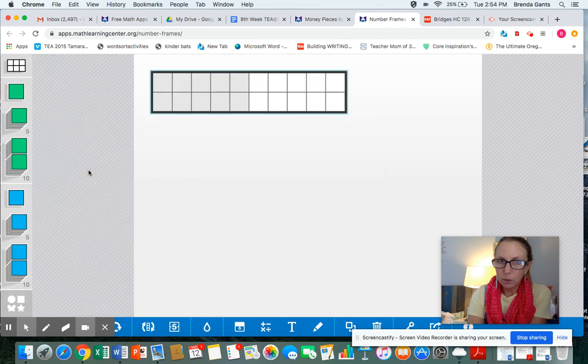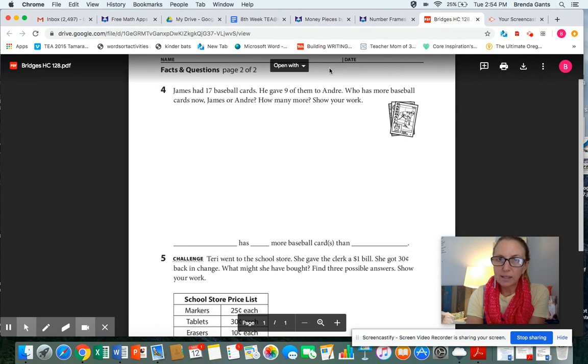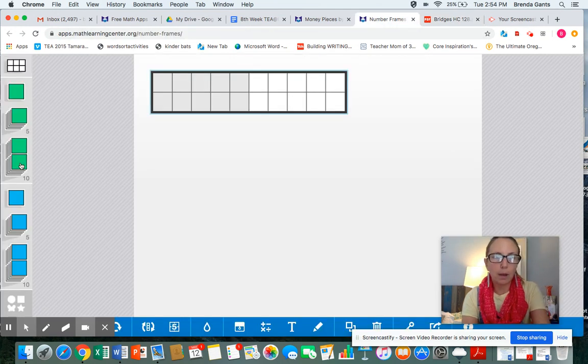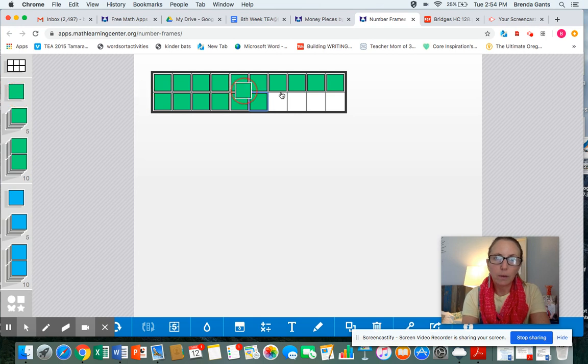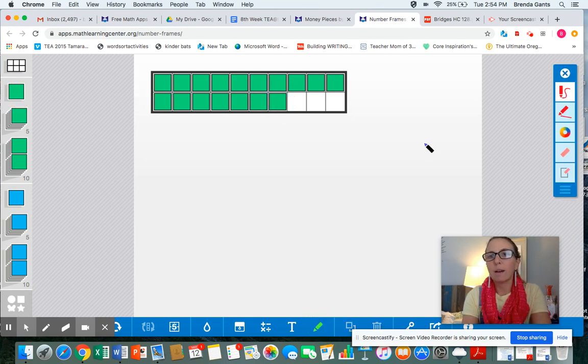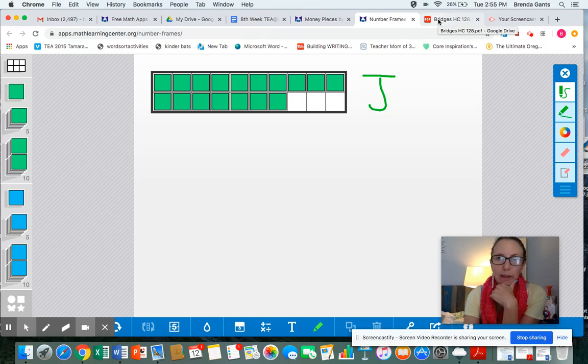Let's try the 20. And we're going to just look at our problem one more time. James had 17 baseball cards. So we're going to just start by modeling that. So I'm going to need a 10. 5 more gives 15. And then 2 more. So I'll keep track of my thinking. I'm going to pick up a pen. I'm going to make it green. And I'm going to write a J for James. So this is all of James's baseball cards right there. Let's see what I should model next.